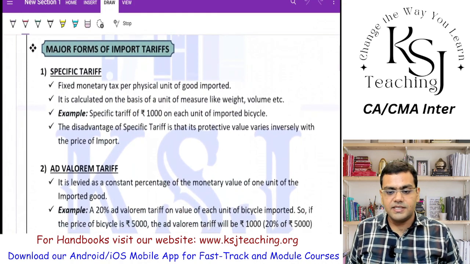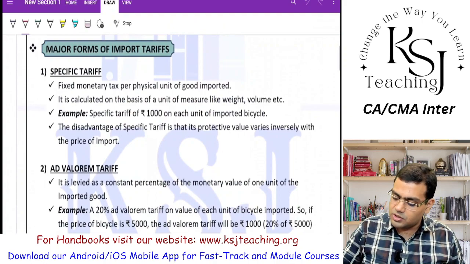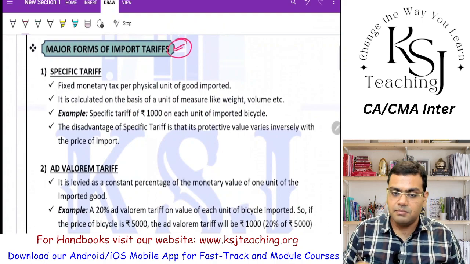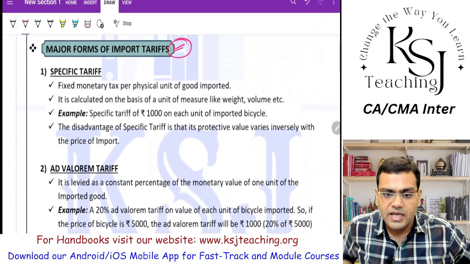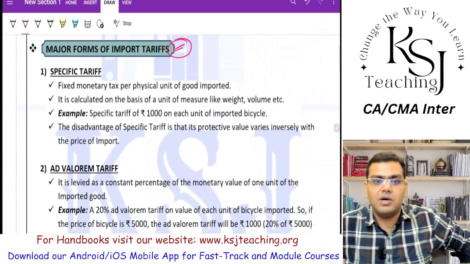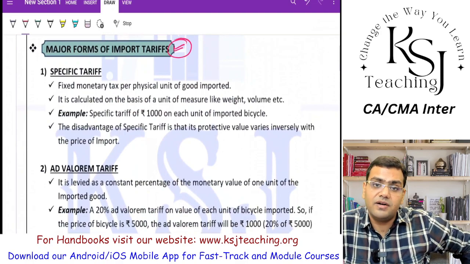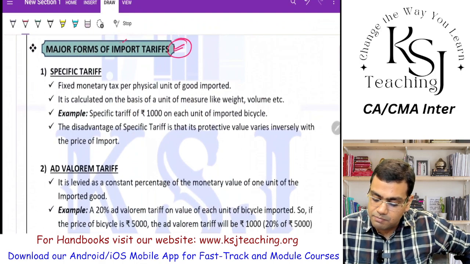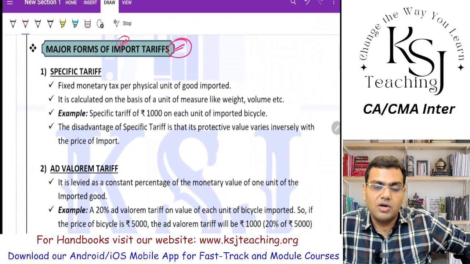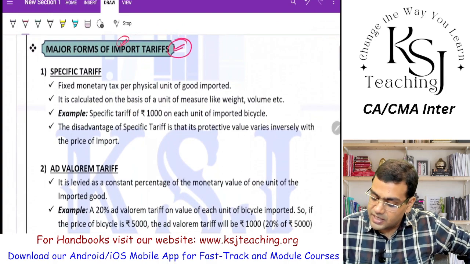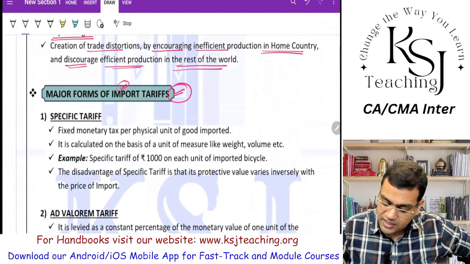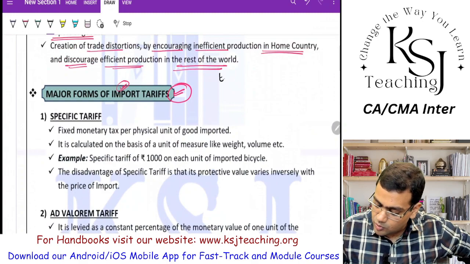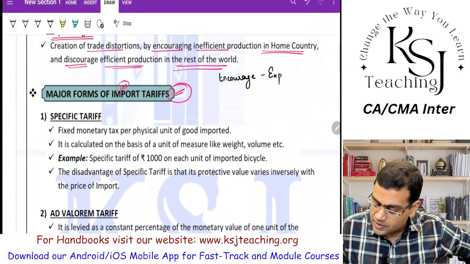Okay, now he says, what are the major forms of the import tariffs? Why are we talking only about imports and not exports? Because when we try to control international trade, we are normally trying to control the imports through taxes, because every country wants to encourage exports. What is the main purpose of every country? Every country says we need to encourage our exports, right? And we need to discourage.